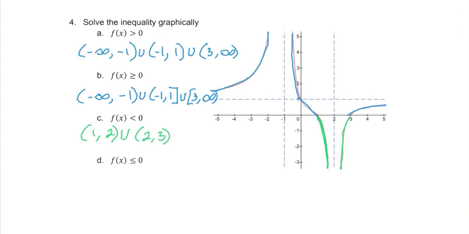D, very similar to C. This time we can include x-intercepts. We'll bracket the 1, go up to 2, but not include the 2. It's an asymptote. Union, parenthesis 2, and bracket the 3.